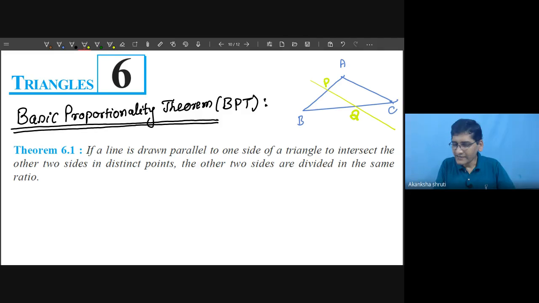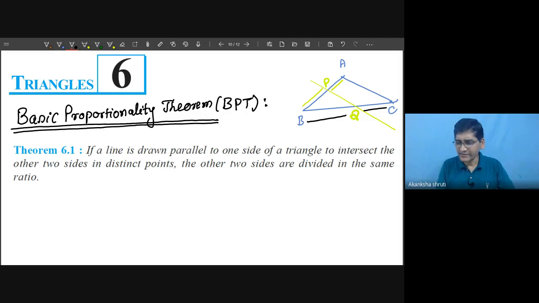If a line is drawn parallel to any one of the sides of a triangle which is intersecting the other two sides, then it is found that the ratio of the two sides will always be the same. Means over the side AB, if you are taking BP by PA, in the same ratio you have to come for the other side, means BQ by QC. Okay, it is talking for this one.